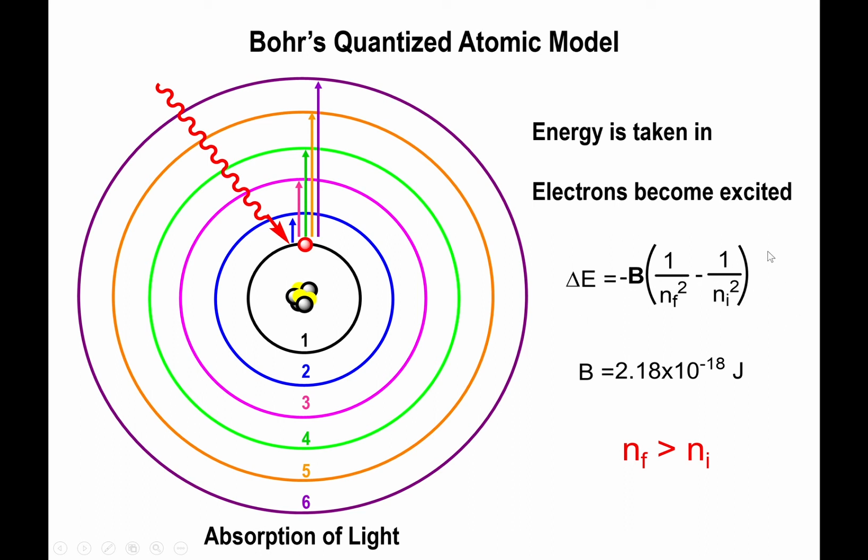This is known as the Balmer-Rydberg equation, or the Rydberg-Balmer equation, and the value of B is 2.18 times 10 to the negative 18 joules. If you are undergoing absorption, you will be moving from a lower energy value to a higher energy value, so n final is going to be greater than n initial in this equation, and the energy you obtain will be positive.